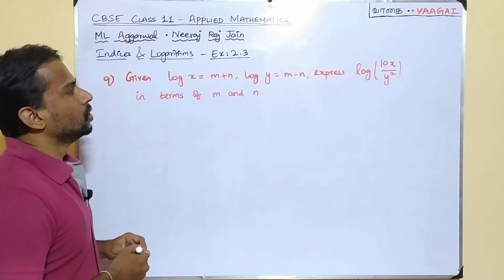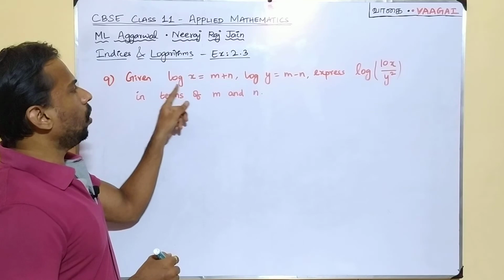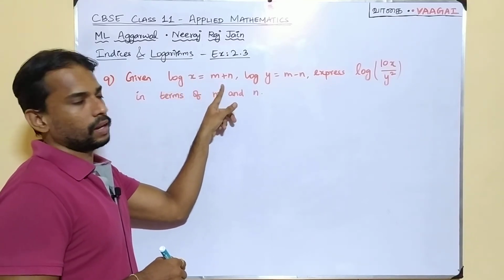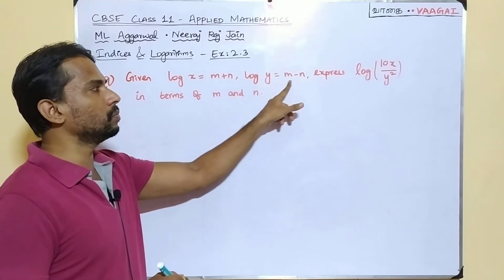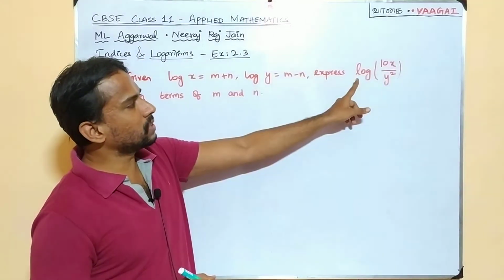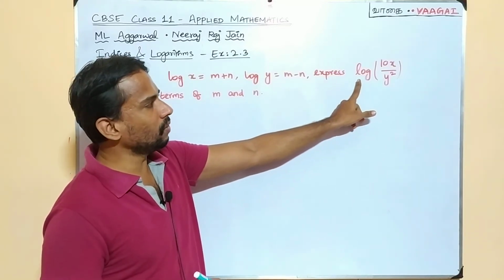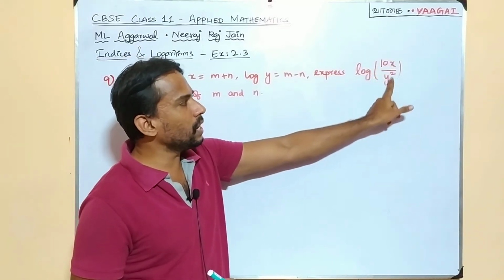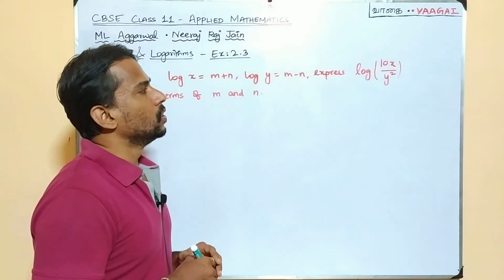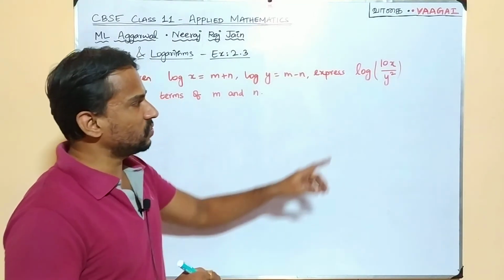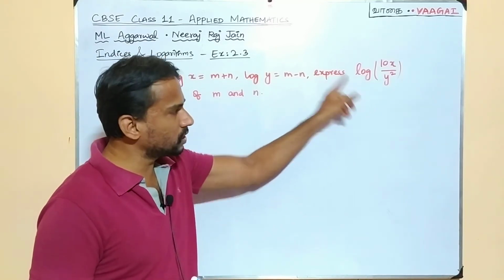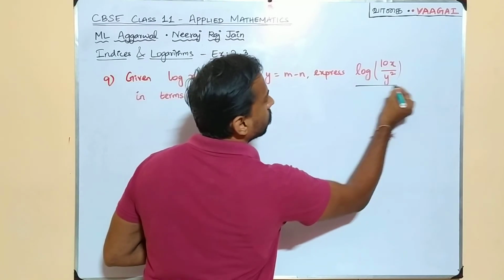Here you see log x is given in terms of m and n, and log of y is also given in terms of m and n. So we have to express this expression. What expression? We have log of 10x by y square. This is what we have to express. So since we have to express this one, I'm going to start from this expression itself.